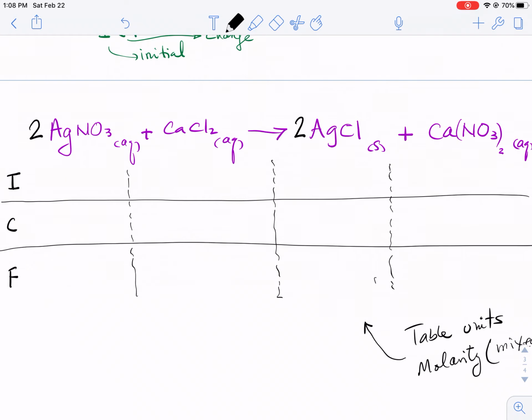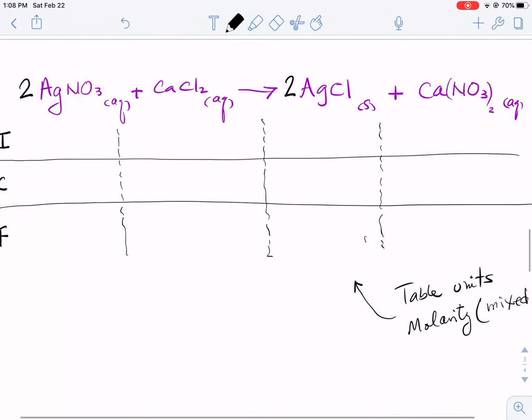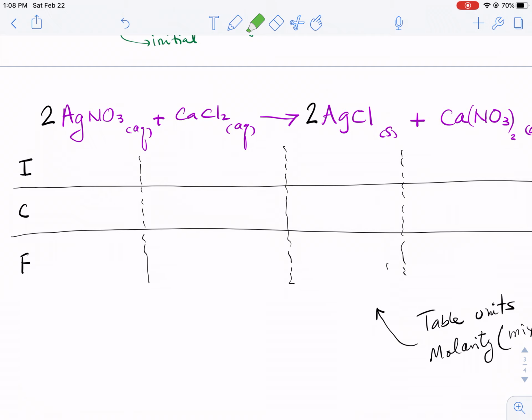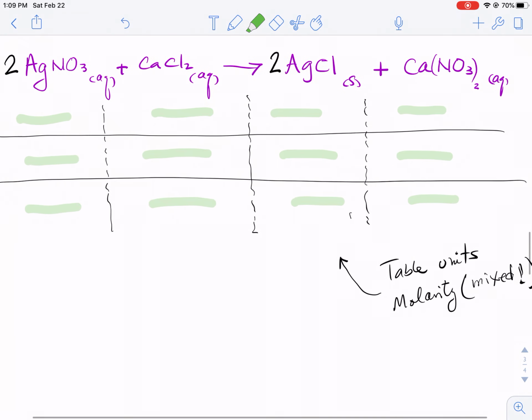Now, these ICF tables can work with molarity units. So every entry here is going to be molarity. We're going to fill out all the lines here, even though essentially one product is formed. The molarity unit in the table has to be the molarity in the mixed state, what we call the initial molarity.